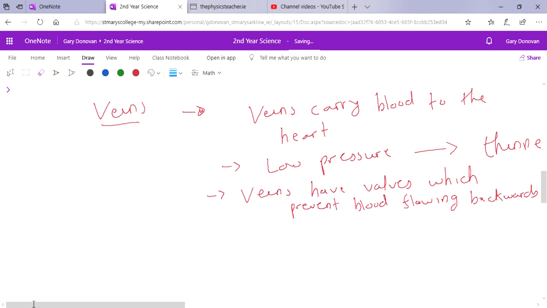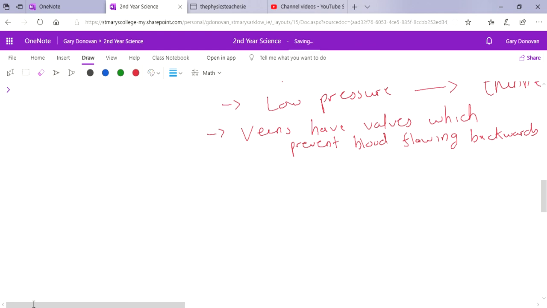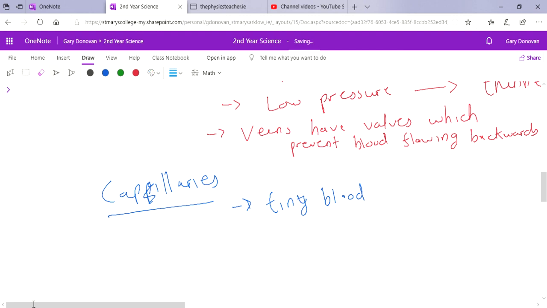And the last type of blood vessel I'm going to do in this video, and you're going to be making notes on this from your book as well, is capillaries. And capillaries are basically tiny little blood vessels. So these are the blood vessels that wrap around your cells and wrap around the villi and things like that. Tiny blood vessels. So usually they're found say around cells, etc.